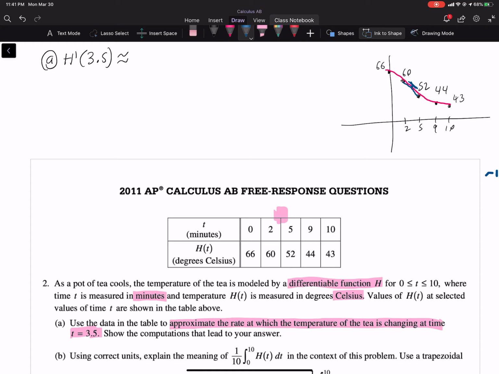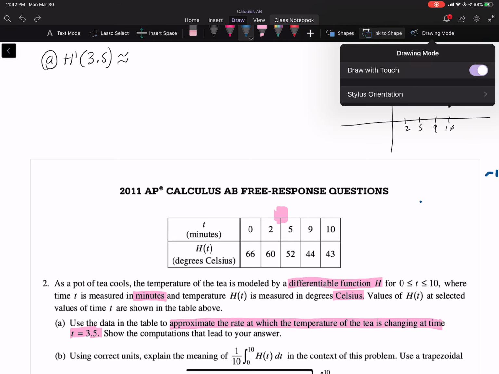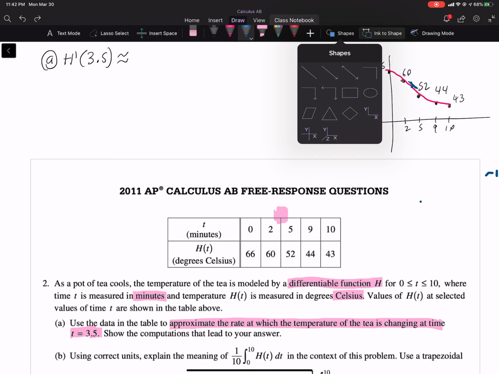Didn't do what I wanted to do. I think it dropped faster. Nope. Is it this one? No. I'll just pick a shape.